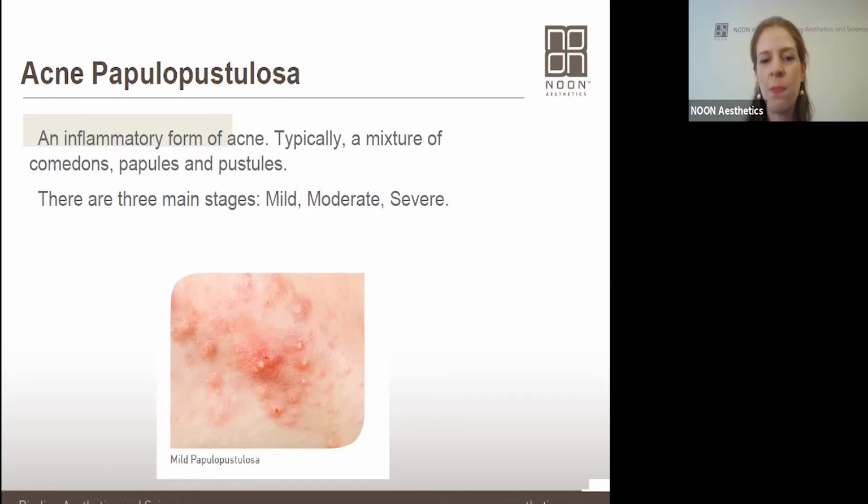If I see pustules like you see in the picture, I can try and drain them very, very gently. Okay, there are three main stages to acne papulopustulosa. The first one is mild, the second is moderate, and the third one is severe. And of course, now we will talk about them.